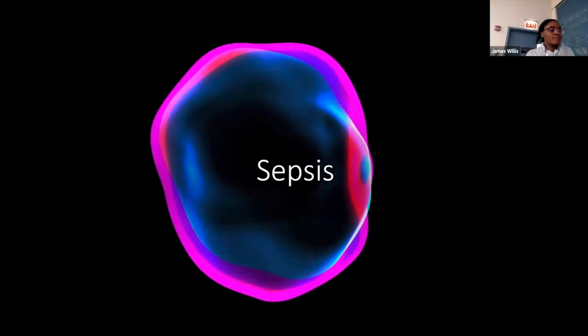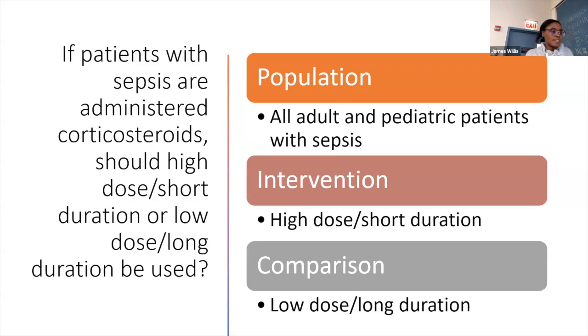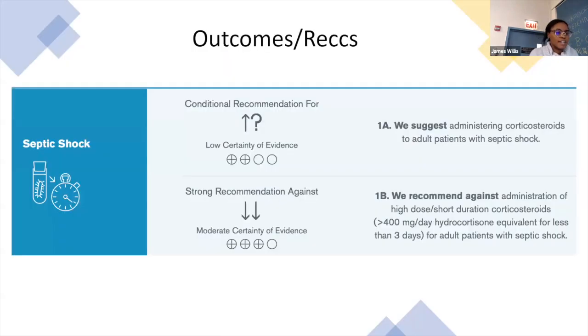So we're going to just start with sepsis. So we're just phrasing it in our PICO framework. They're looking at all adult and pediatric patients for all of these studies. The intervention, corticosteroids versus placebo. And then this is also the low dose long duration versus high dose short duration, comparing these 2. So what did they find?